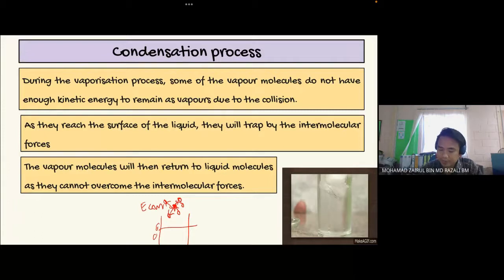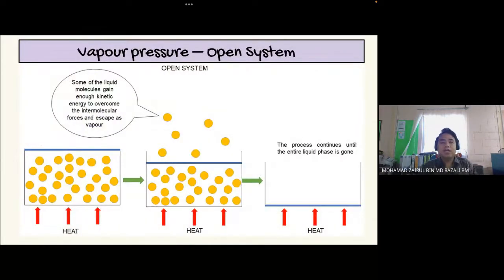Okay, now kita tengok tadi, kita tahu yang liquid tu boleh tukar jadi vapor even at any temperature. Bayangkan awak ada dua keadaan. Satu open system, satu closed system. Open system ni maknanya vessel awak tak ditutup rapat. Maknanya ada ruang untuk vapor tu enter the surrounding dan tak berpatah balik.